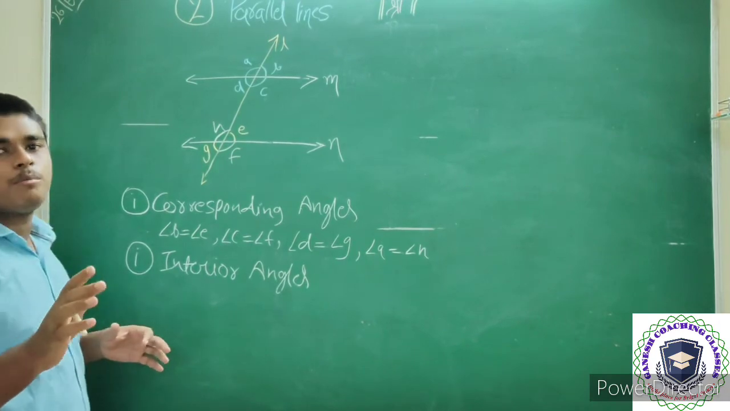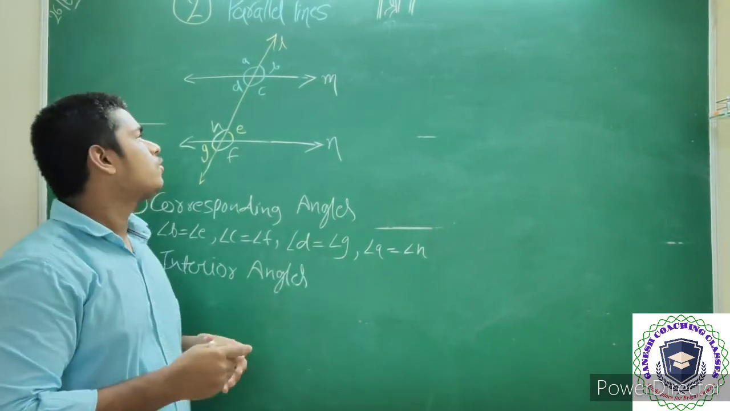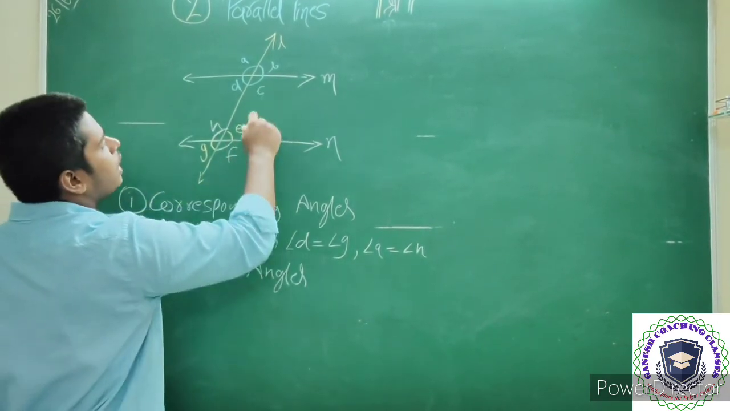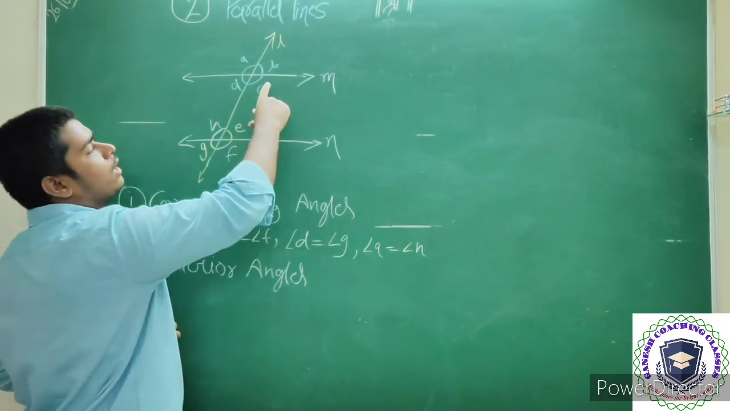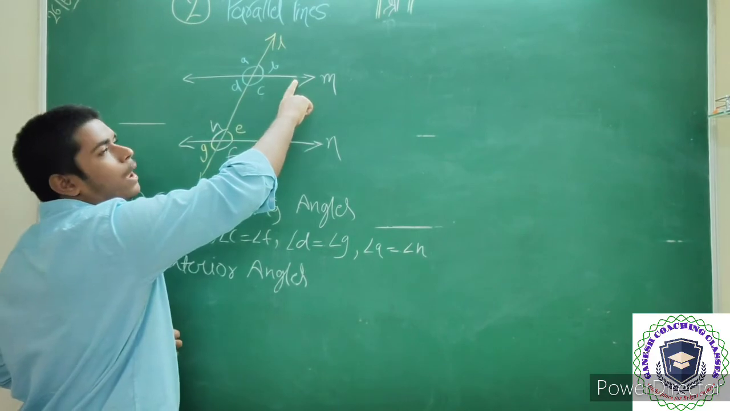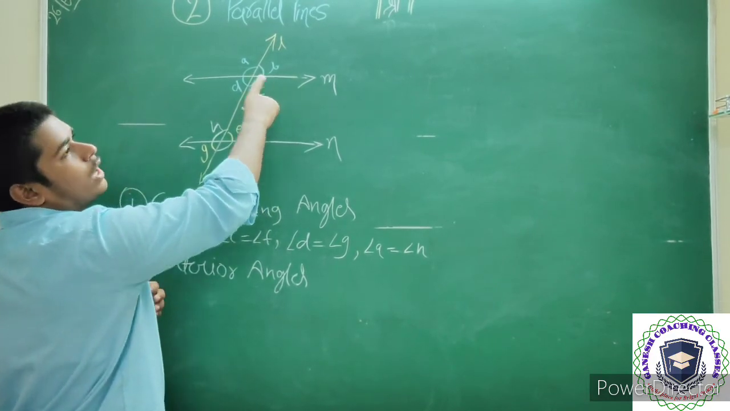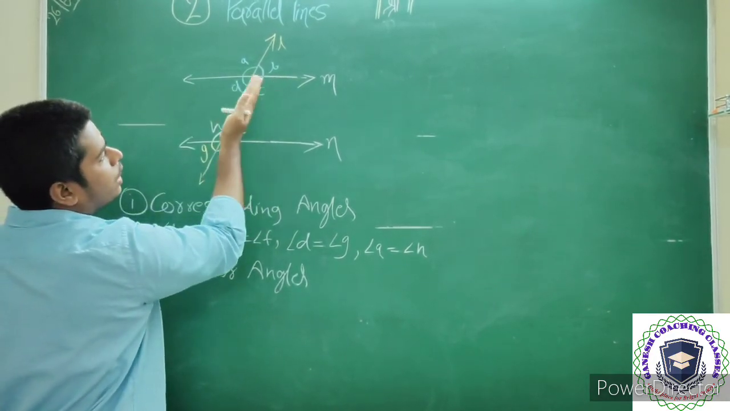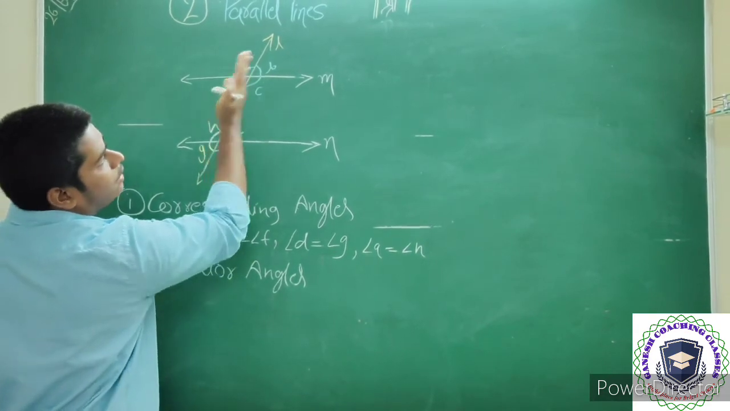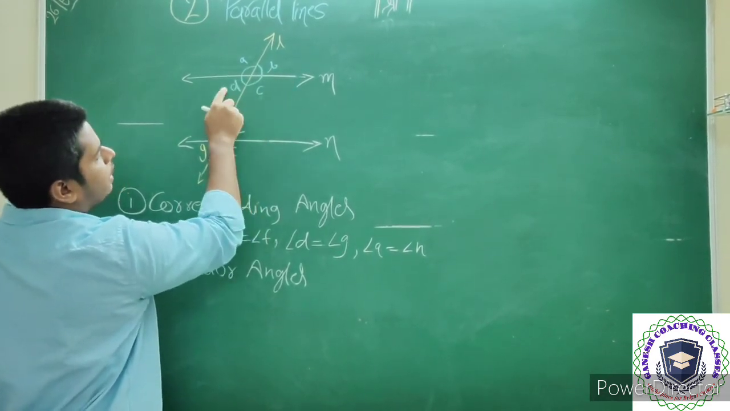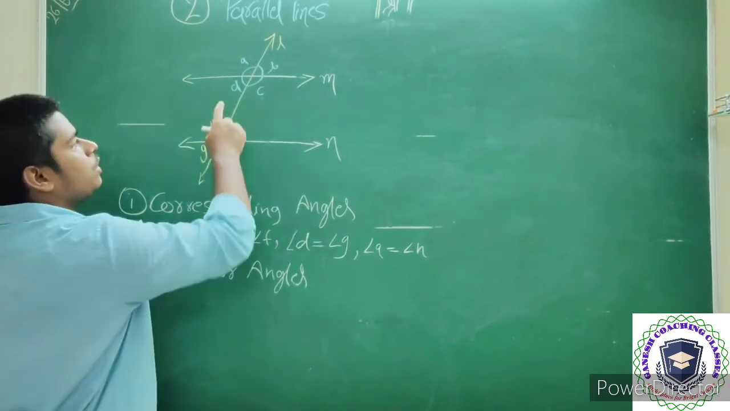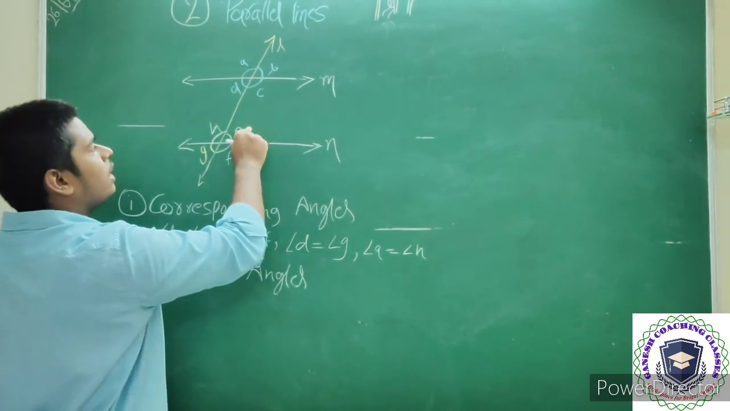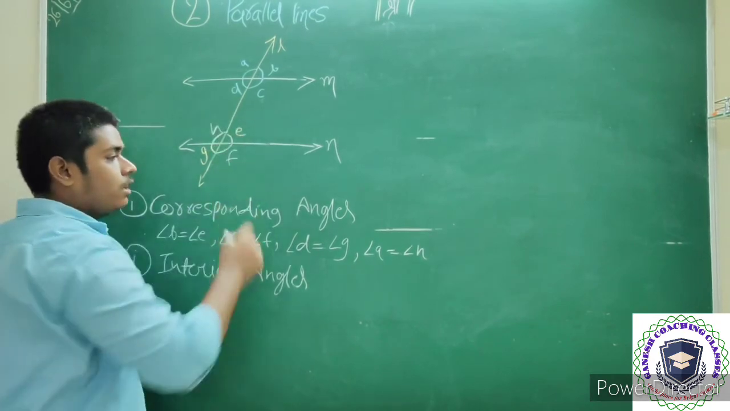Here we have to make pairs. As we are seeing, C and E are interior angles because these two angles lie between these two parallel lines and on one side of the transversal. These two angles are on the right hand side of the transversal, and D and H are on the left hand side of the transversal. So C and E are interior angles, and D and H are interior angles.